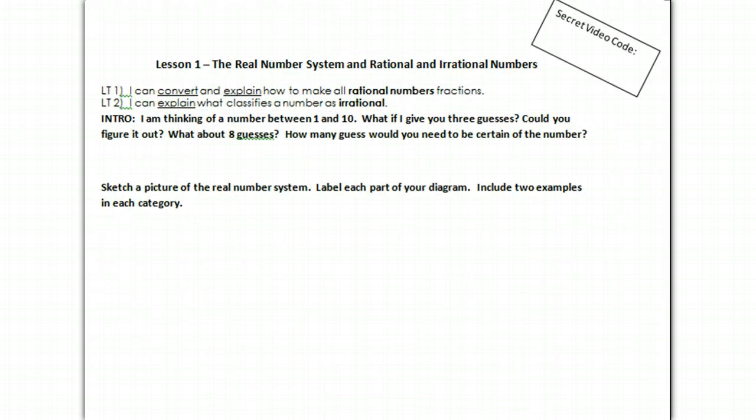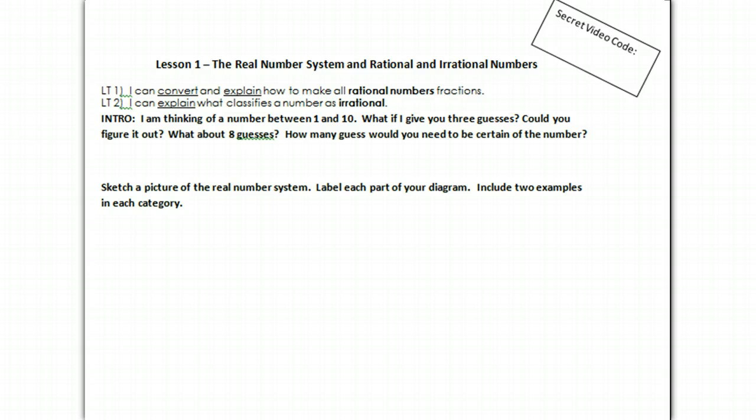First thing I want to show you is, actually on your papers, I want you to answer this question here. So the question says, I'm thinking of a number between 1 and 10. What if I give you 3 guesses? Could you figure out what that number is? What if I give you 8 guesses?